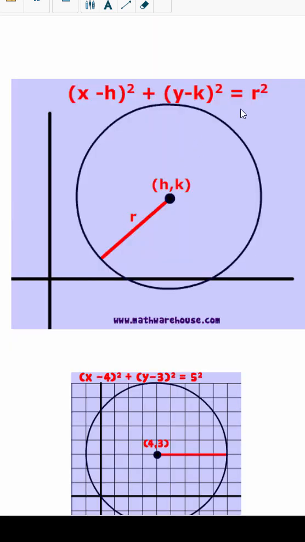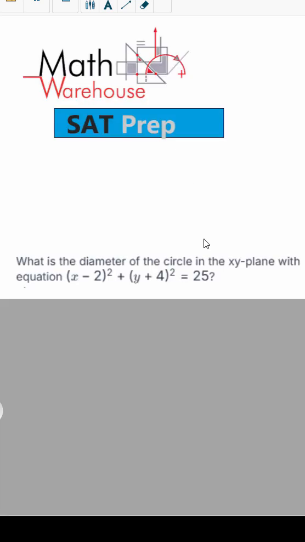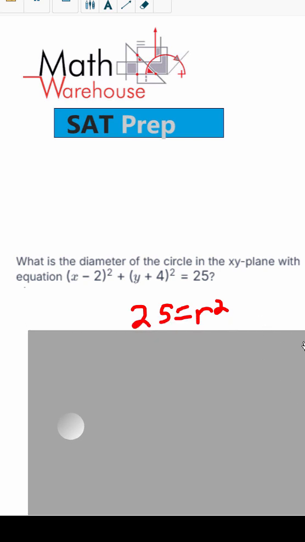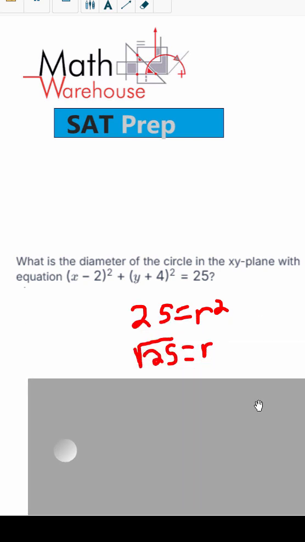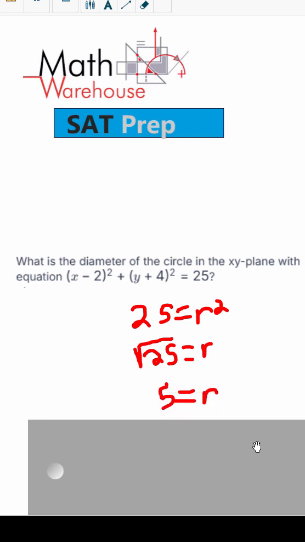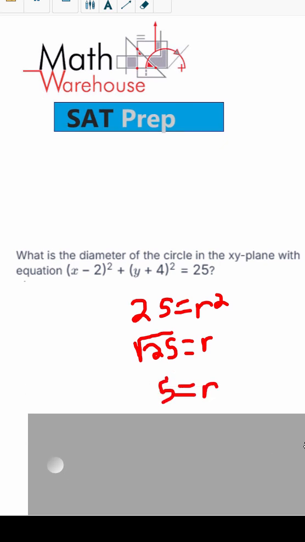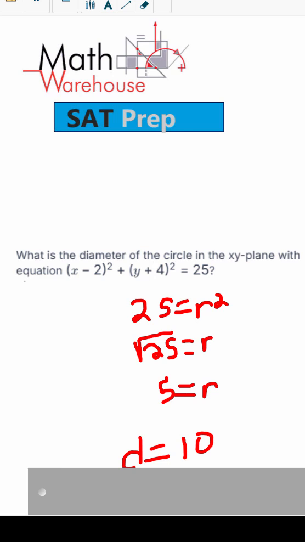Now, they don't write it as 5² in the SAT question, they write 25, but we know that equals the radius squared. So 25 is the radius squared. To get the radius, we take the square root of 25 and get 5, and that's the radius. So to get the diameter, we multiply it by 2 and get 10.